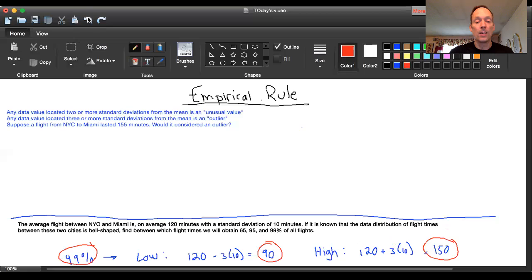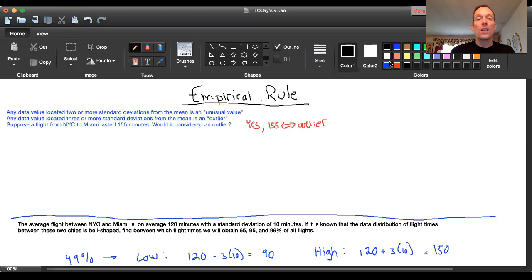Let's go ahead and write in our answer here. We'll erase this. We're going to say yes. We'll put in 155 is an outlier.